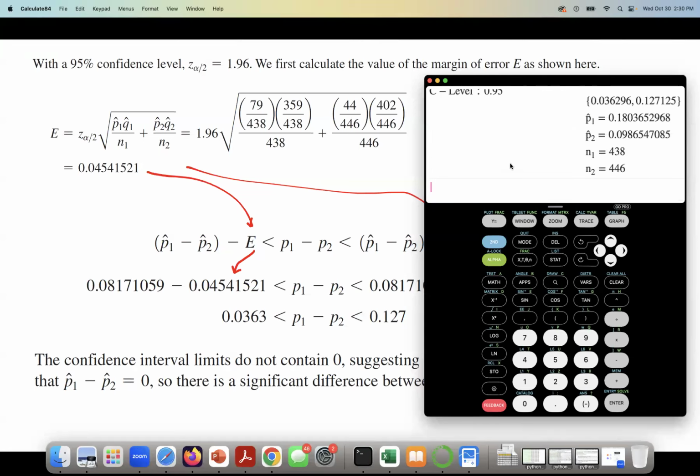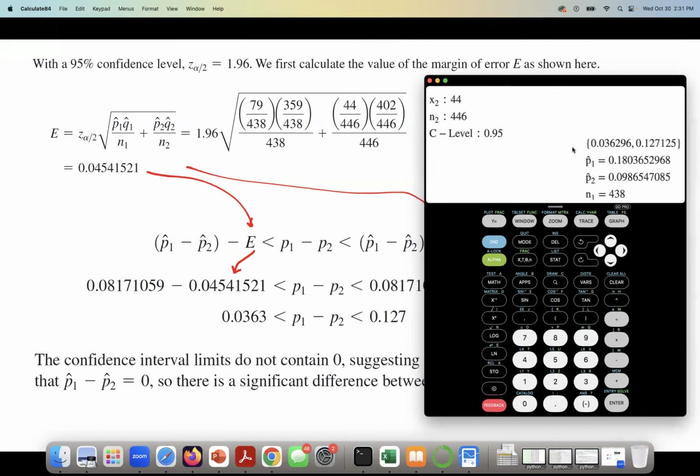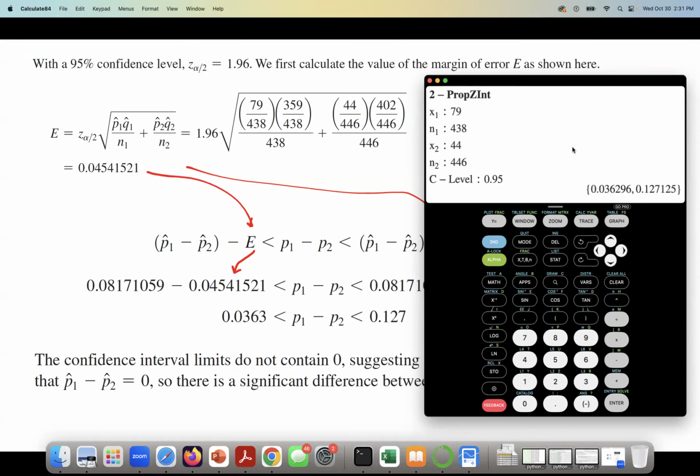Very good. As you can see, you can compare your manual calculation with the calculator's results. On the left-hand side, we have 0.0363, and here we have 0.0363, which is very accurate. On the right-hand side, you have about 13%, and as you can see, you have about 13% on the right-hand side. So the calculations using a calculator and manual calculations match.